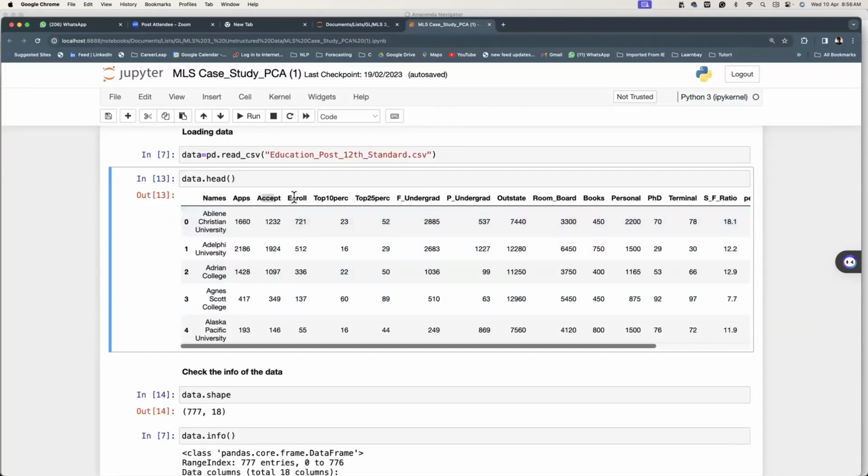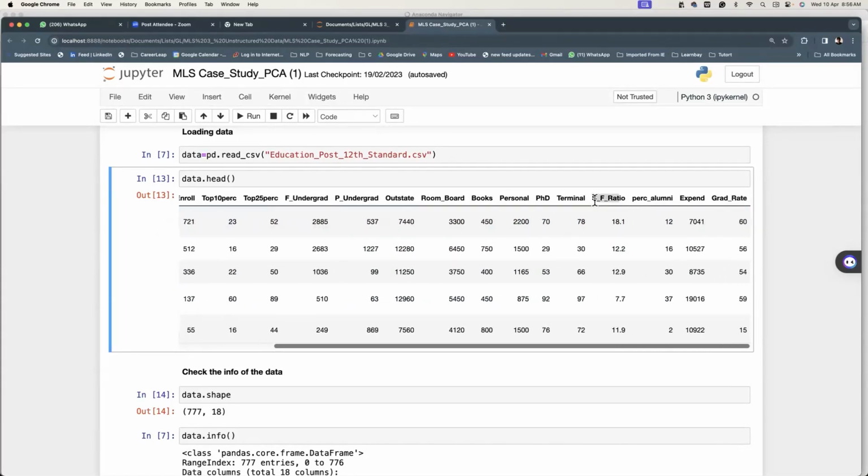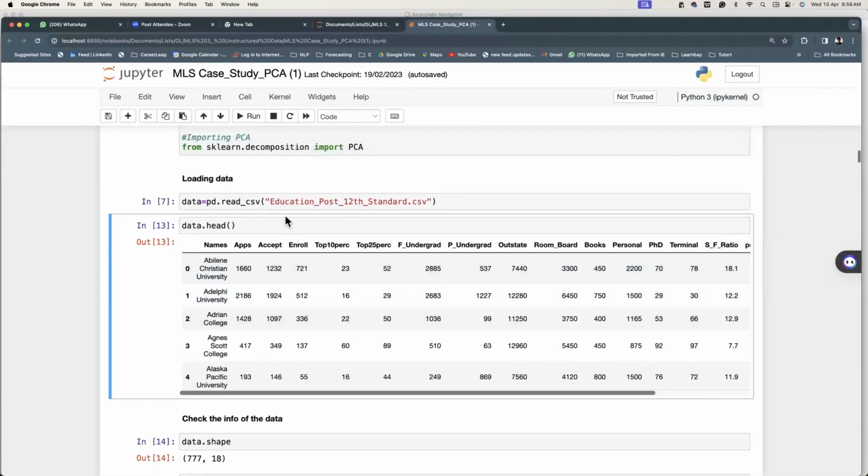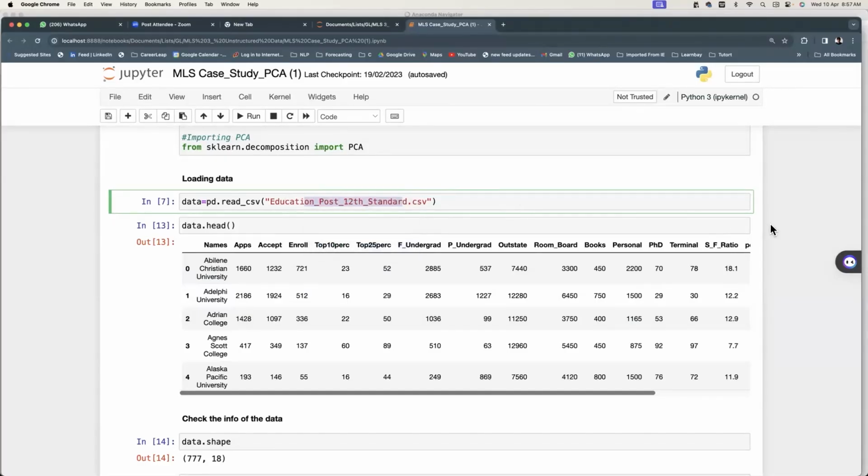Applications received, accepted, enrolled, top 10%, 25%, full-time undergrad, part-time undergrad, outstate, room, books, personal expenses, PhD, expenses. I think this is payment. We will see. Terminal, student faculty ratio, percent alumni, expenditure, graduation rate. So, okay, and all this data belongs to 12th class people, because after 12th class, they will apply to the undergrad. Okay, so we have this information, guys.